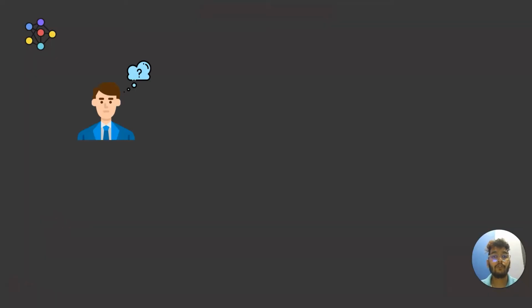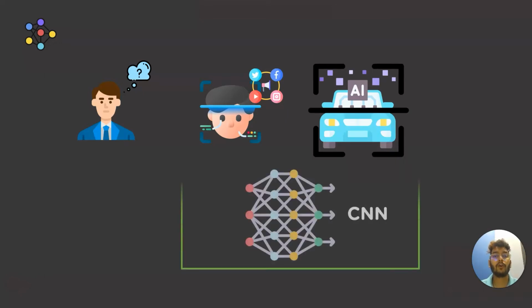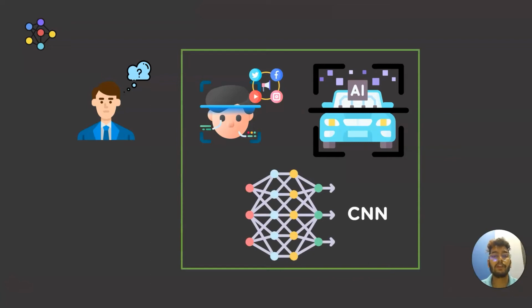Have you ever wondered how facial recognition works on social media? Or how object detection helps in building self driving cars? It is all possible thanks to Convolutional Neural Networks, CNN.